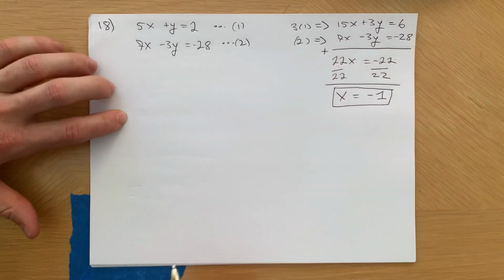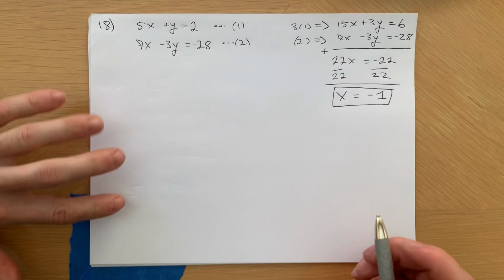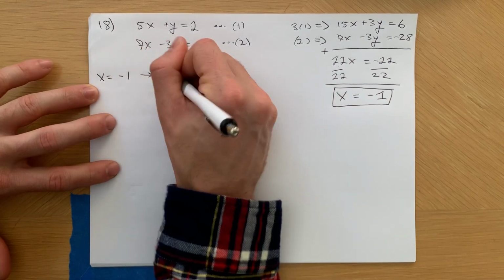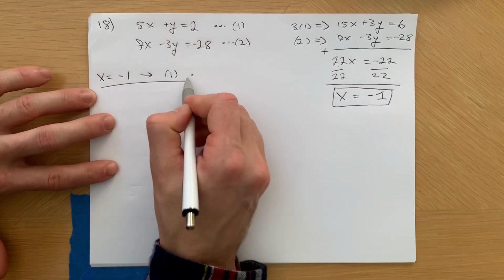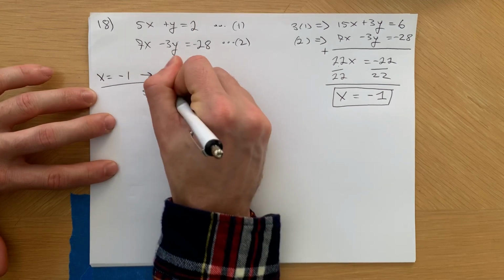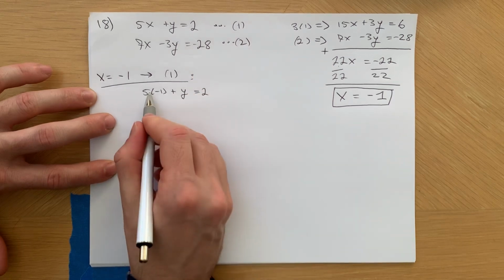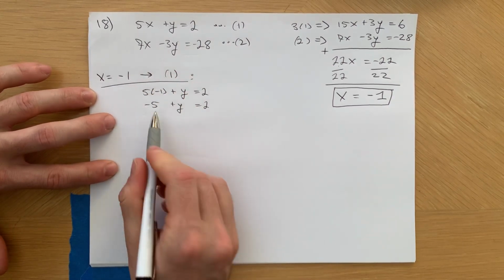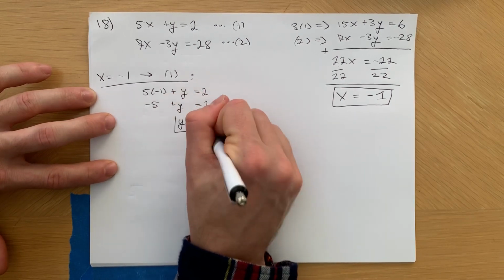And once we find one of our answers, we can take this and just plug it into either one of these equations. So let's just plug it into equation 1. So we're going to take x equals minus 1 and put this into equation 1. So we're going to have 5 times minus 1 plus y is equal to 2. So that's minus 5, so we have minus 5 plus y is equal to 2. Add this 5 over. We're going to get y is equal to 7.